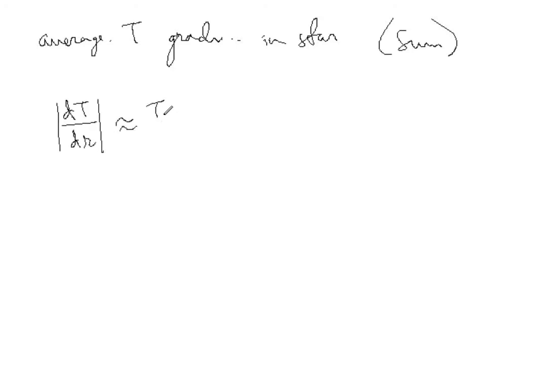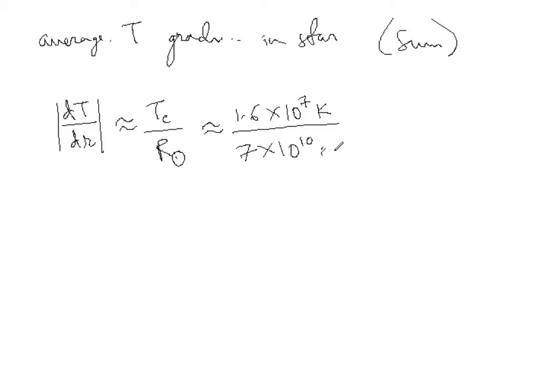So, the simplest possible thing we will do is we will take the core temperature and the solar radius. This turns out to be 1.6 × 10^7 Kelvin, and here this is 7 × 10^10 centimeter. So this is 2 × 10^-4 Kelvin per centimeter. What is important is this term here, 10^-4, and this is the central temperature. Okay, now remember this thing.